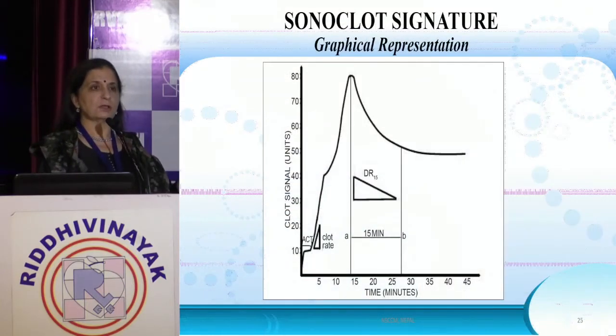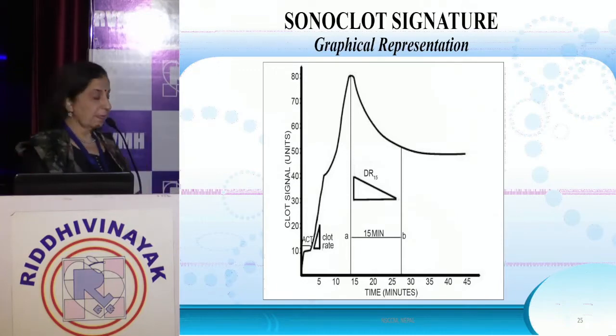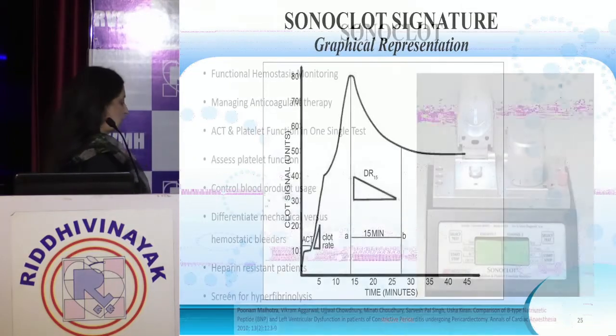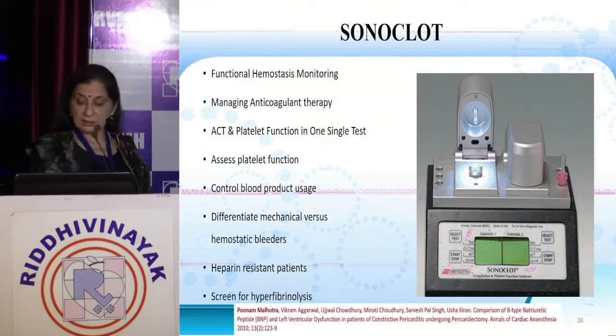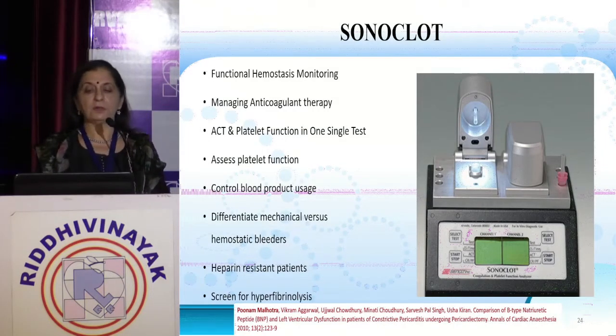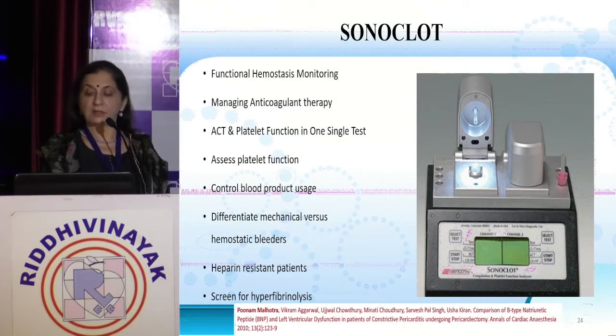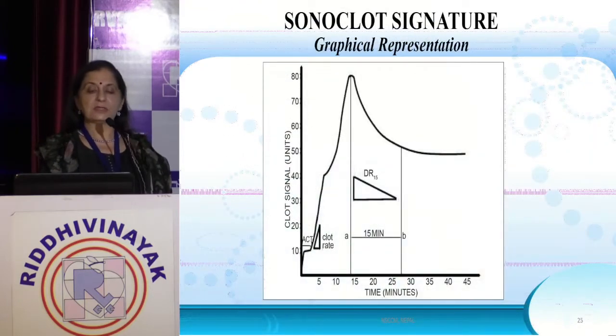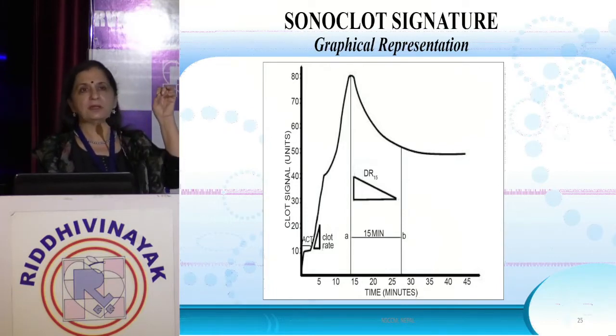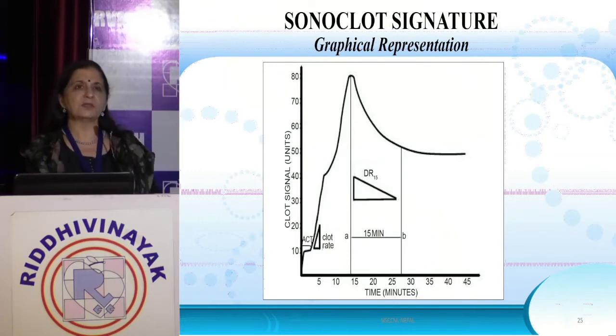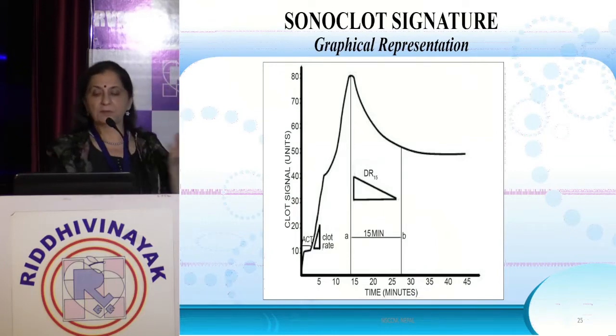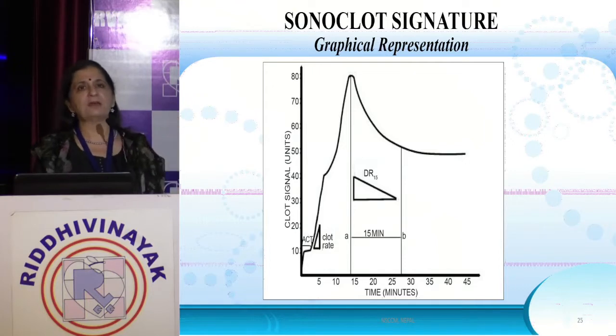So this is a sonoclot graph. You can manage with the sonoclot therapy. When you see this, you see the clot formation as the clot rate, which is the rise. You see the clot peaking. That's when the platelets and the fibrin have aggregated to give you a solid clot. And then the decline phase, where the clot is lysing. How much time has it taken? Up to 40-45 minutes.